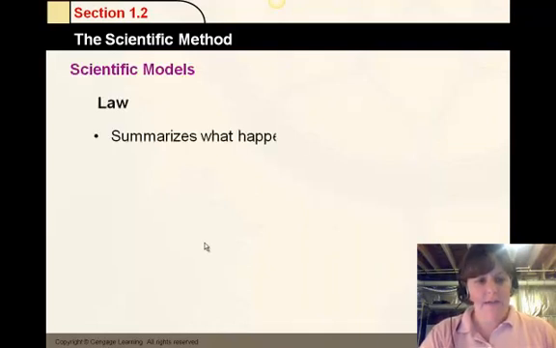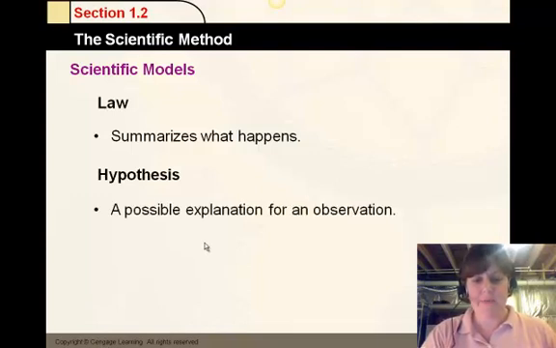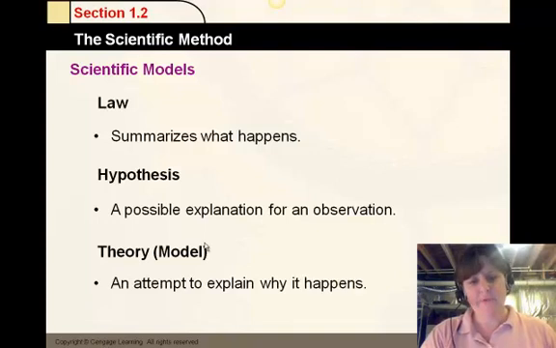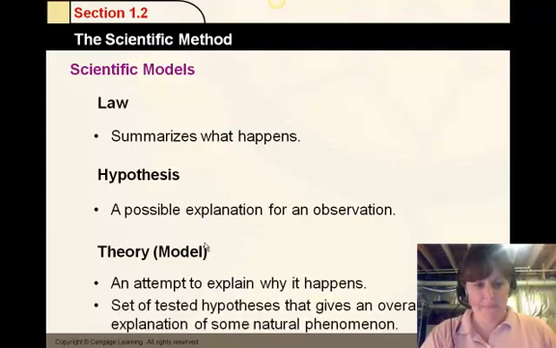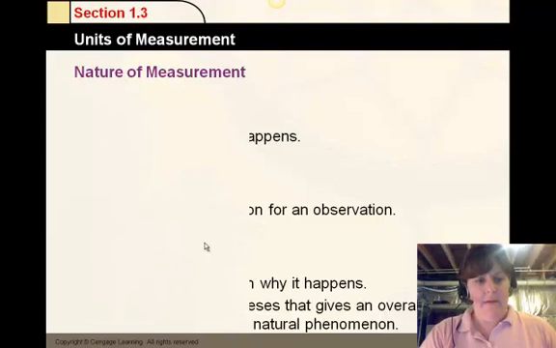A law summarizes what happens, a hypothesis is a possible explanation for an observation, and a model or theory is an attempt to explain why it happens.